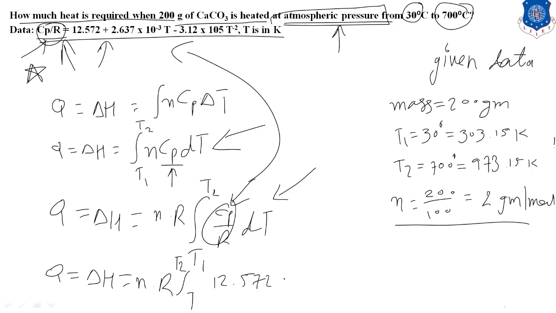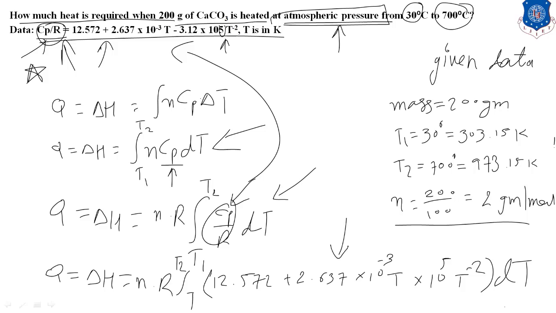12.572 plus 2.637 multiplied by 10 raised to minus 3 T minus 3.12 multiplied by 10 raised to 5 T raised to minus 2. This is 10 raised to 5, not 105. So by rearranging and integrating this term, we can easily calculate the heat required for 200 gram of CaCO3 from 30 degrees Celsius to 700 degrees Celsius. So let's rearrange this equation.